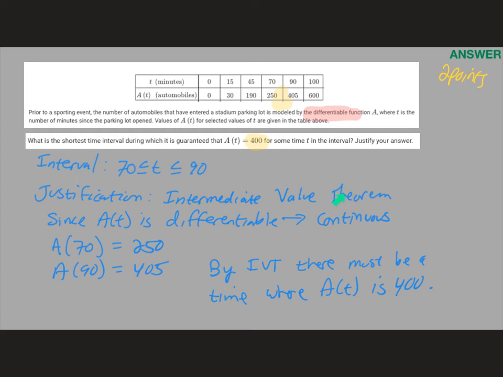In order to use the intermediate value theorem, you must have a continuous function. You're not told it's continuous, but you are told it's differentiable. If a function is differentiable, then it is continuous, so that takes care of that prerequisite. And then the two y values, or the two outputs, must surround the number that you're looking for. So since A of 70 is 250 and A of 90 is 405, by the intermediate value theorem, there must be a time where A of t is 400. And again, that was worth 2 points.